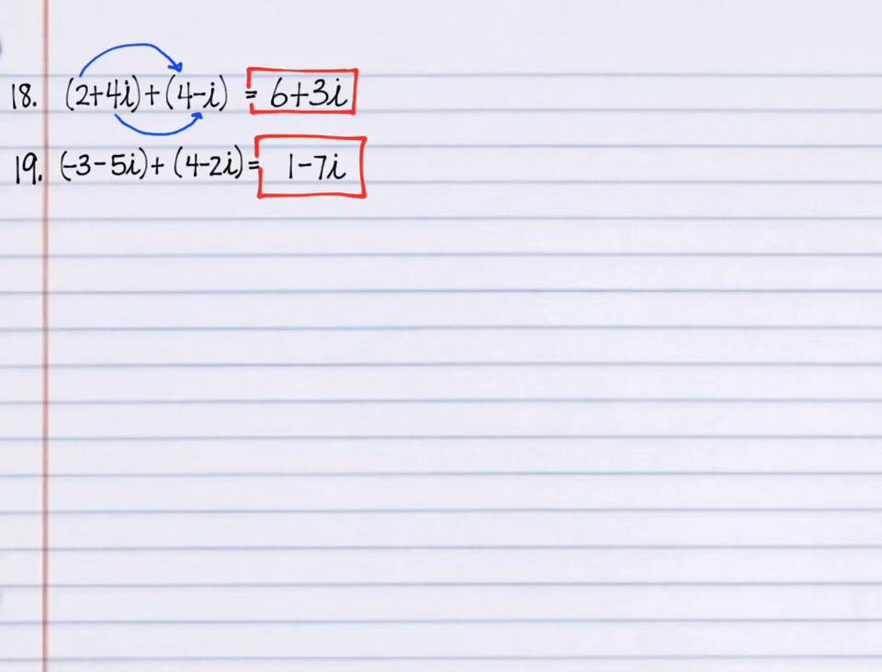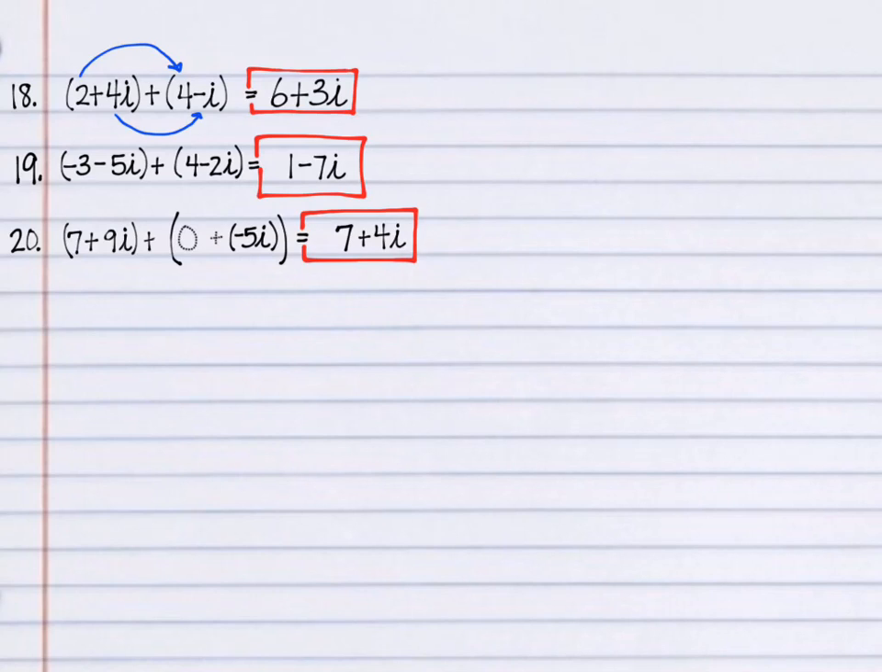For the next problems, we're going to do some addition, where you just add the reals to the reals and you add the imaginary to the imaginary. And so we get these. And this one, you say, well, that's only got negative 5i, but you can rewrite that as 0 plus negative 5i if that is more helpful. So you have 7 plus 0, and 9i plus negative 5i. So you get 7 plus 4i.